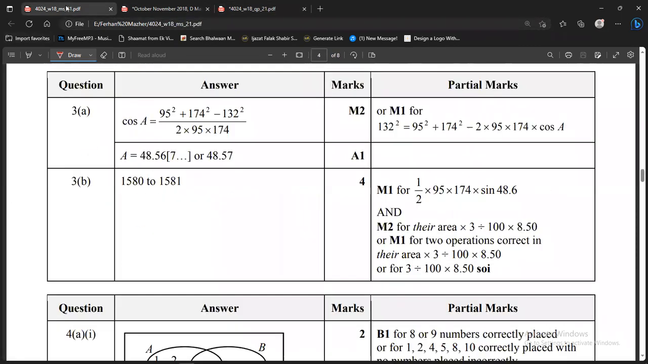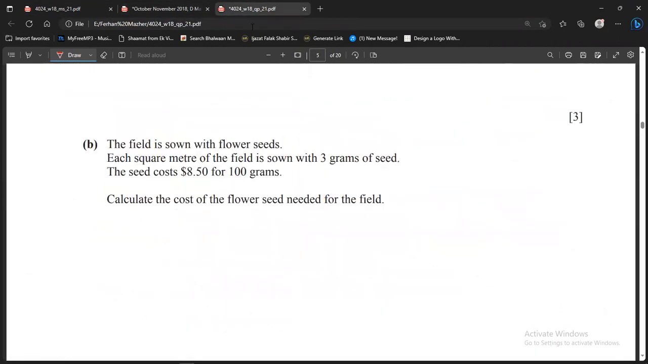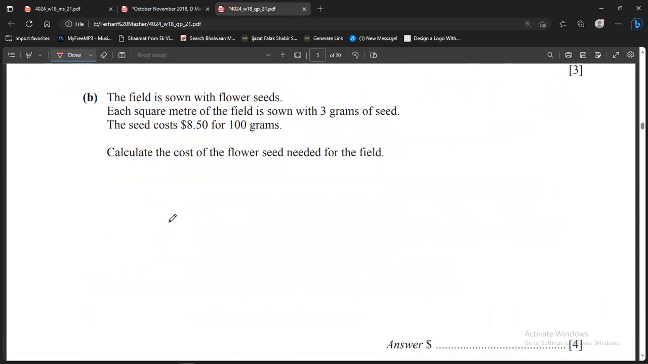So let me check the answer. The answer is correct, okay? So we are going to the next part. The field is sown with the flower seeds. Each square meter of the field is sown with 2 grams of the seed. The seed cost $8.50 for 100 grams. Calculate the cost of the flower seed needed for the field.